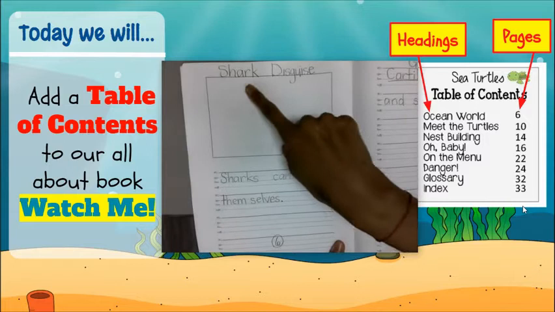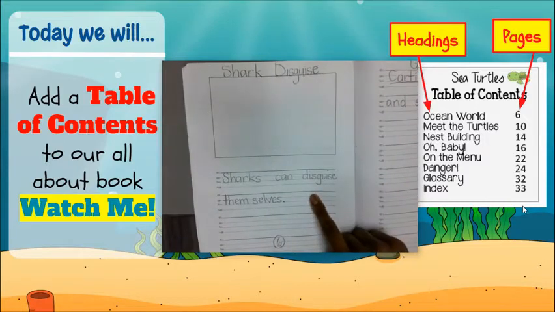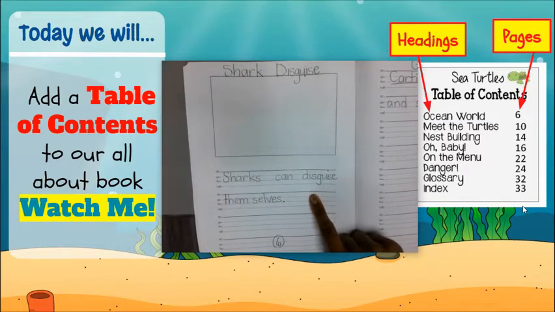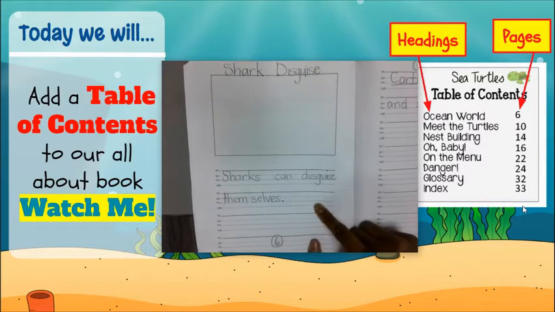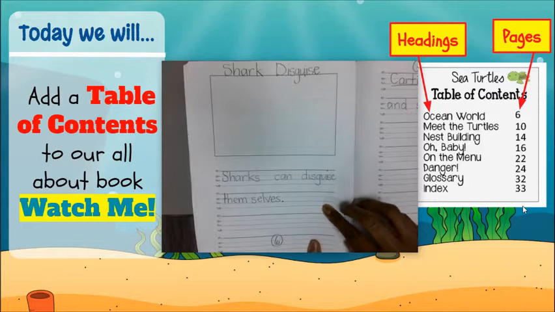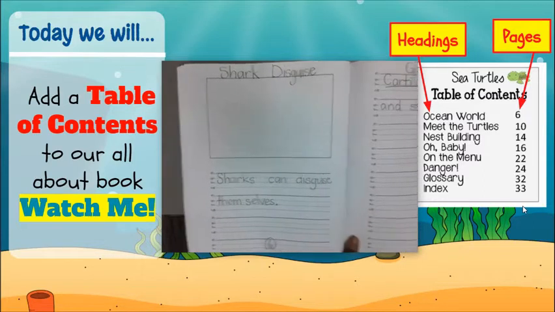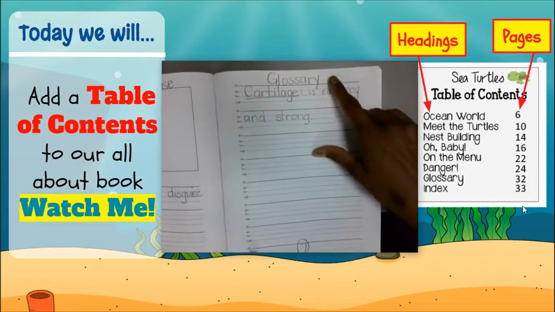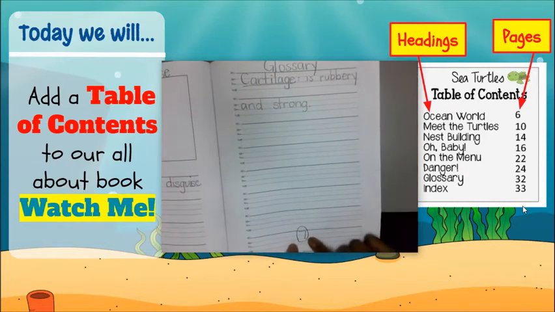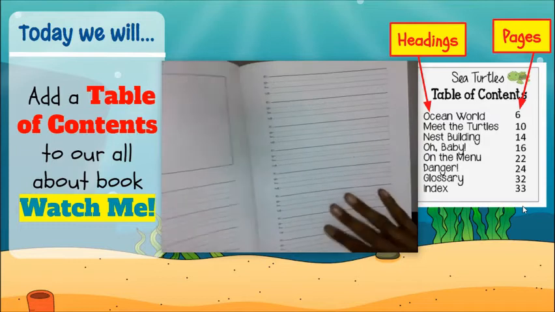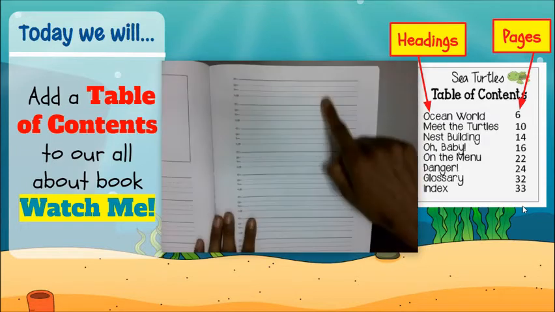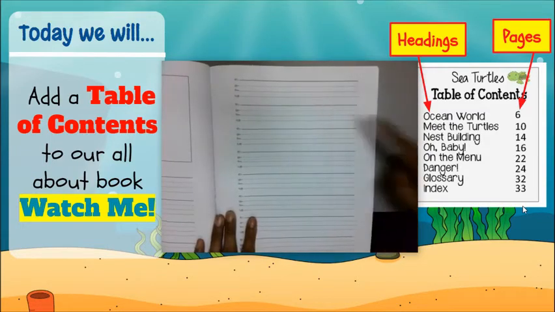Here we have shark disguise because we talked about how sharks hide so that they can hunt and they can hide from other animals that eat them. So that is on page 6. And finally, I added my glossary, and that is on page 7. And so now I'm going to use this page to add my table of contents.